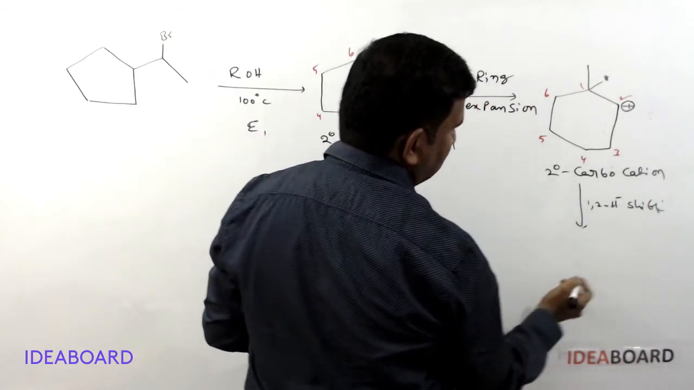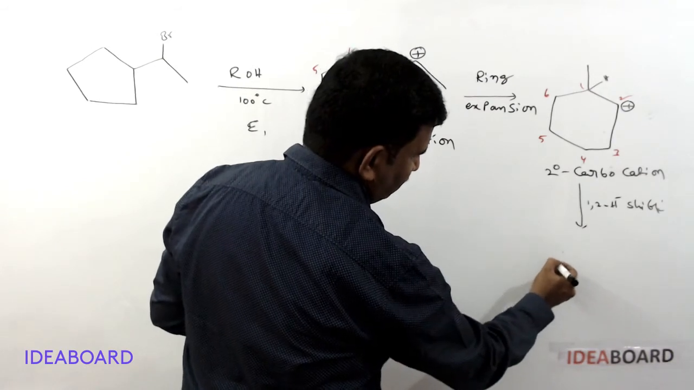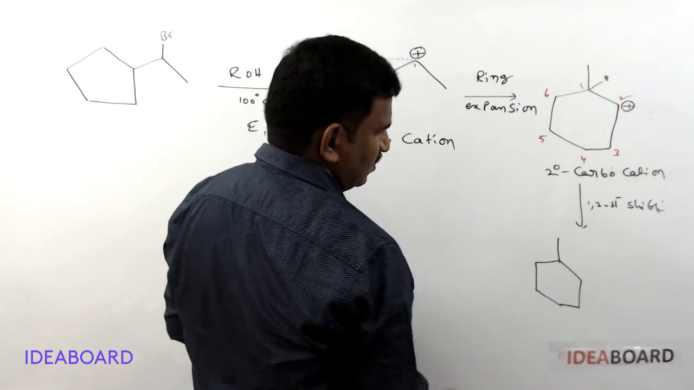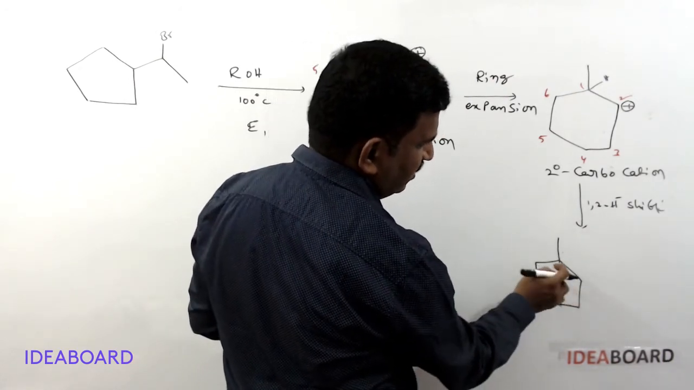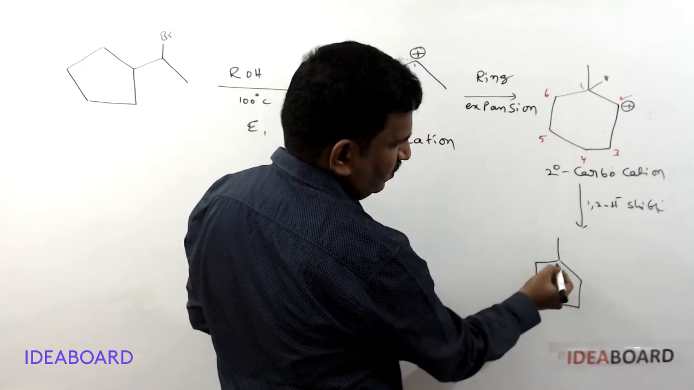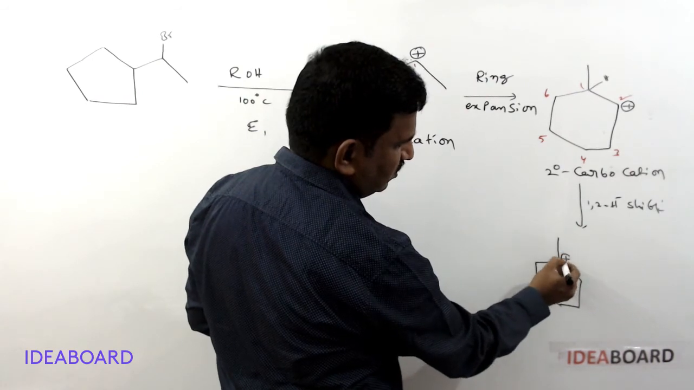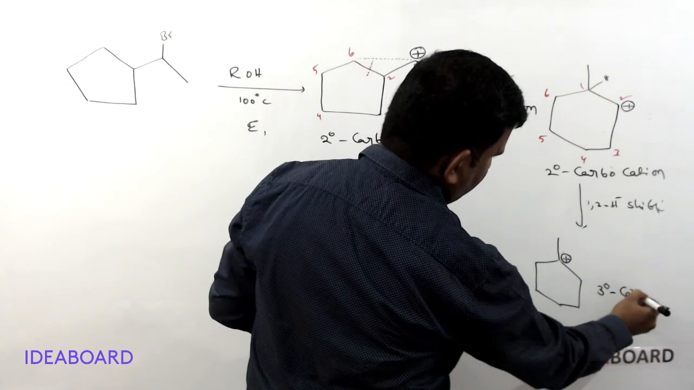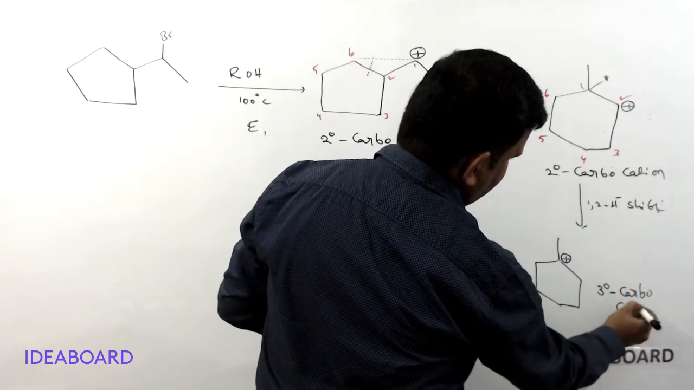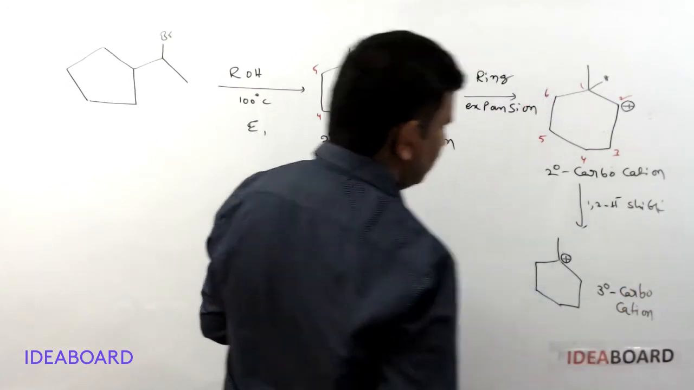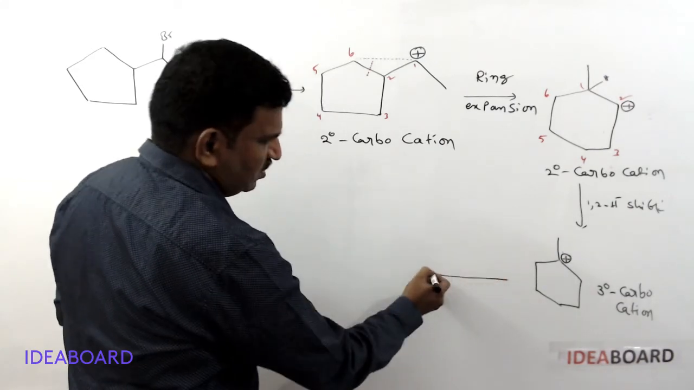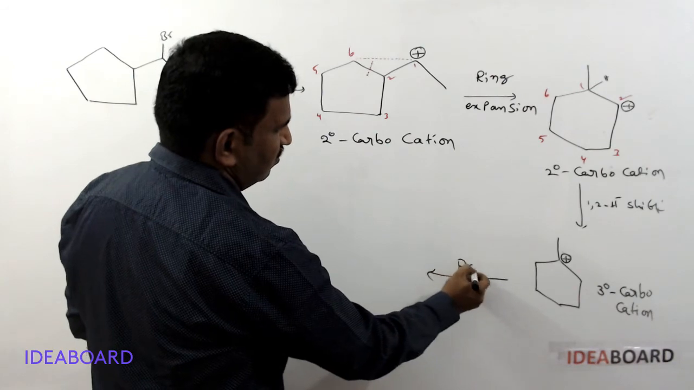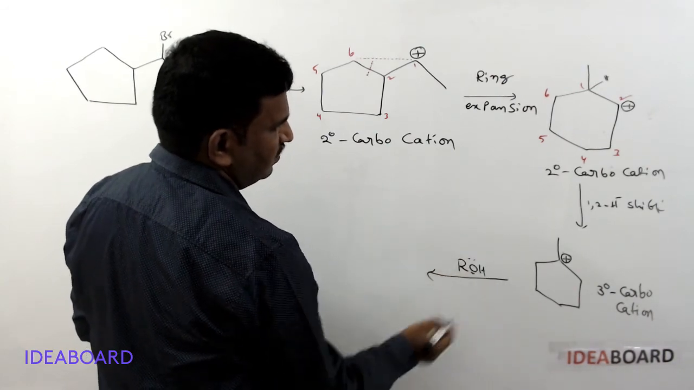Because of this 1,2 hydride shift, what are we getting? Hydrogen shifted onto this, so you are getting no positive charge here. Now we are getting positive charge here. Now it becomes a tertiary carbocation. This carbocation is a more stable carbocation. After the tertiary carbocation formation, what do we need? The alcohol. This is acting as a weak base.